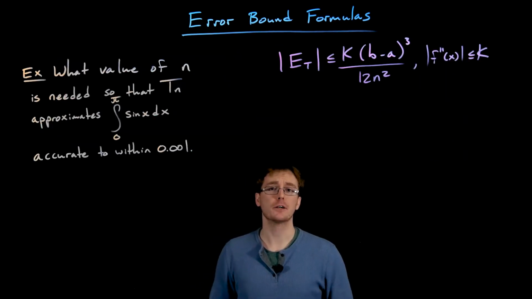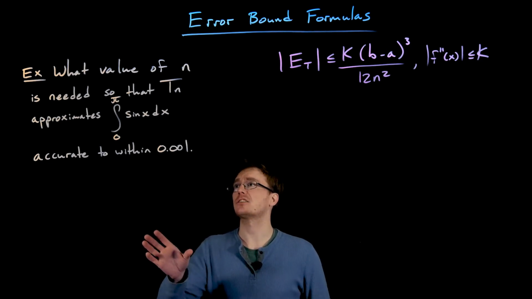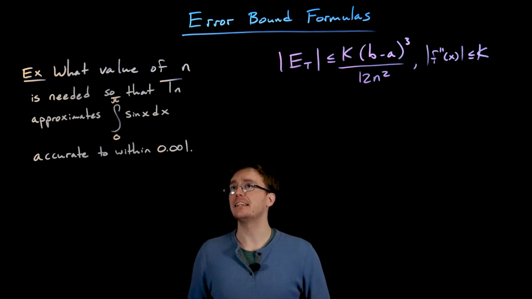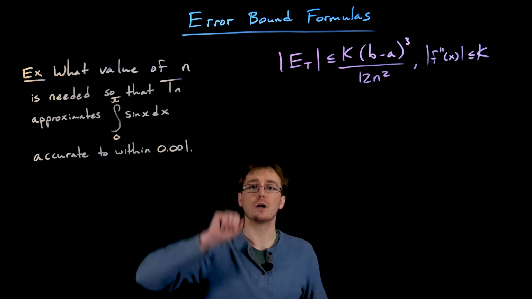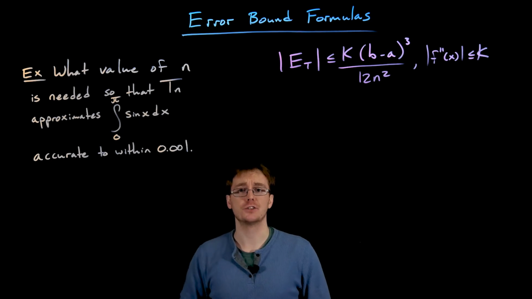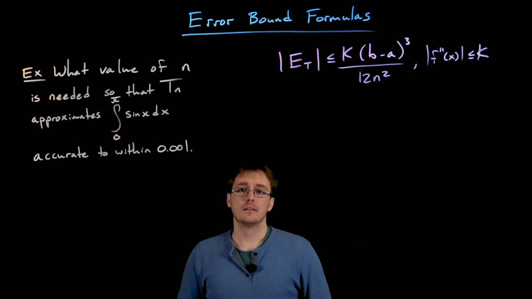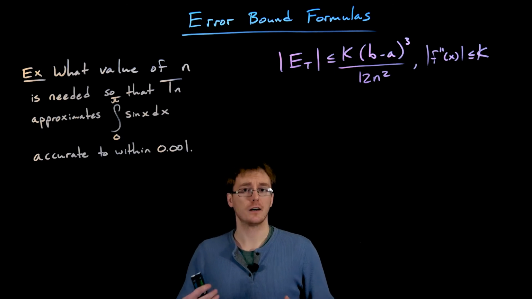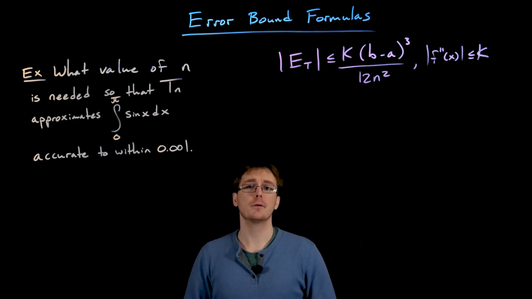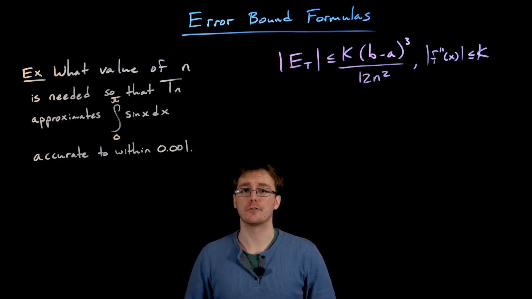Welcome back, everyone. Here we're going to look at an example of using one of our error bound formulas. Here we are asked to find the value of n needed so that our trapezoidal rule approximation of the definite integral from 0 to pi of our sine function is accurate within 1/1000th of the true value. Again, this is not an integral where we actually need to approximate it since we can do it directly using antiderivatives, but it'll be a nice exercise to see how exactly we can use our error bound formulas.